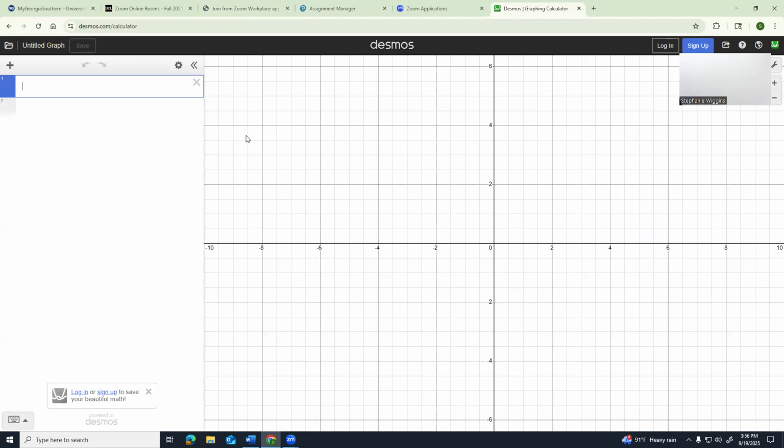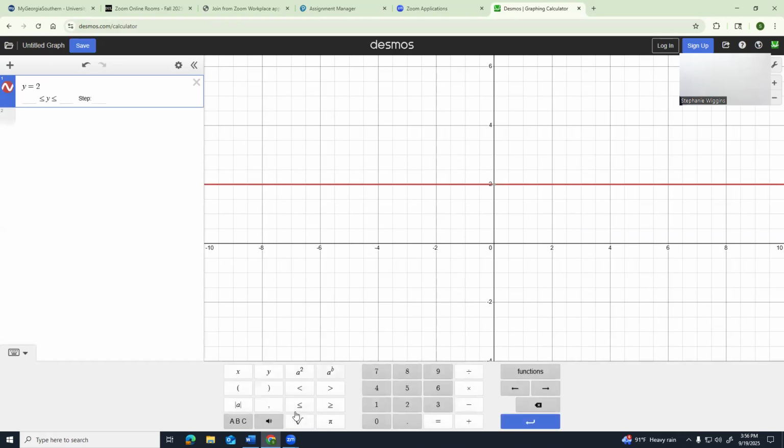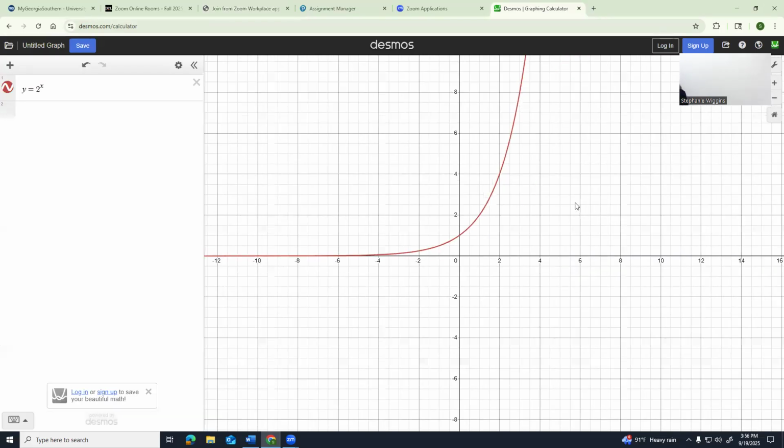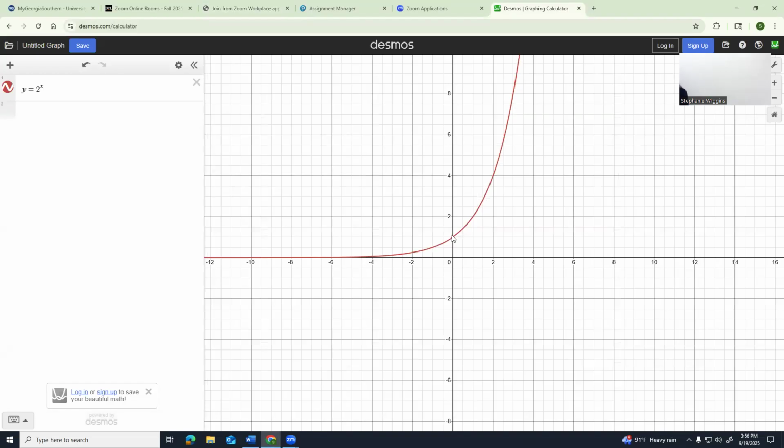So let's start with an exponential function, y equals 2 to the power of x. All right, this is an exponential function. Every exponential function is going to pass through the point (0, 1). And then I should say every basic exponential function. There are transformations and translations of exponential functions, but we're just talking about the basic exponential function having base 2 and exponent x.